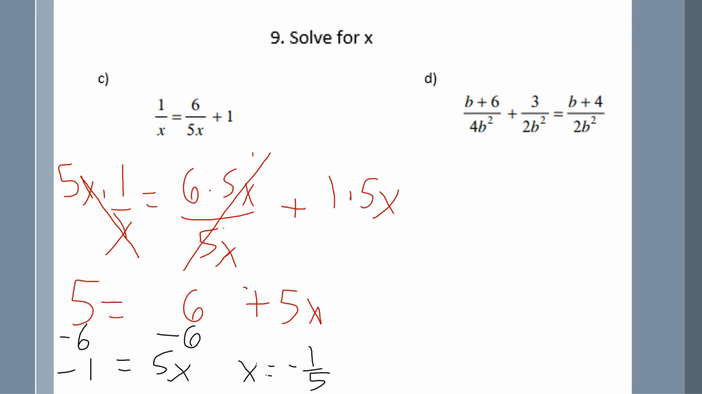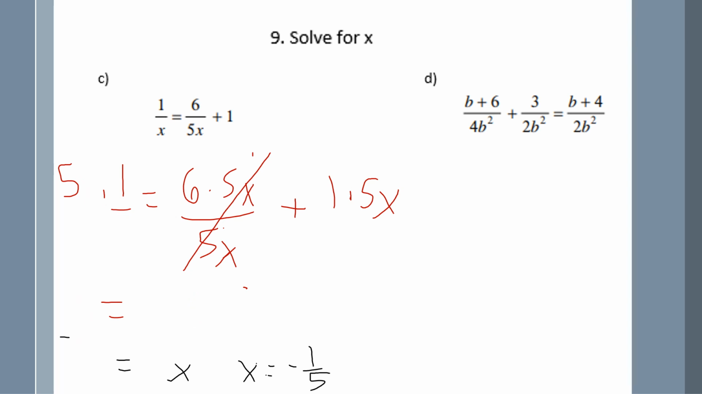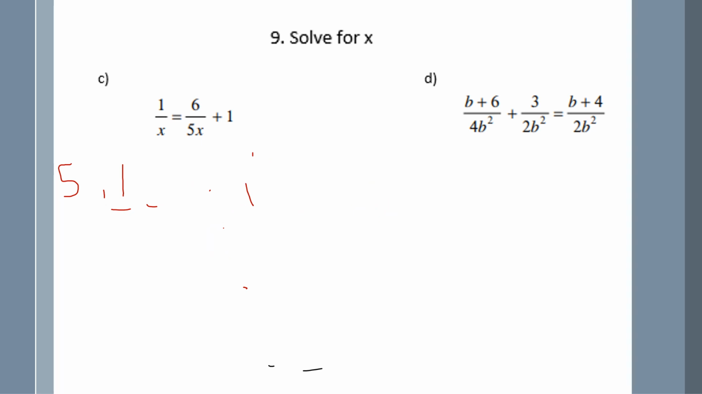Of course, I need you to check to see if that's a true solution by plugging that in to find out whether it equals all of that. That's for you to find out. So that's how you do C. Let's talk about D right quick. We know the least common denominator is going to be 4b squared. So we know that.